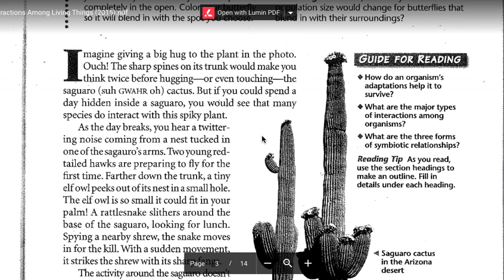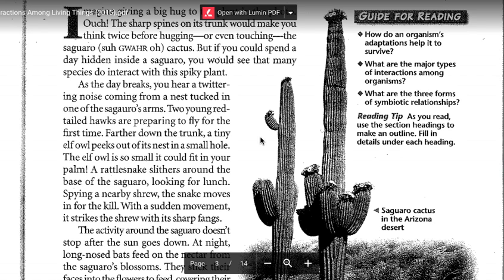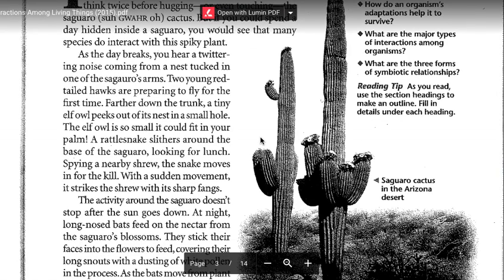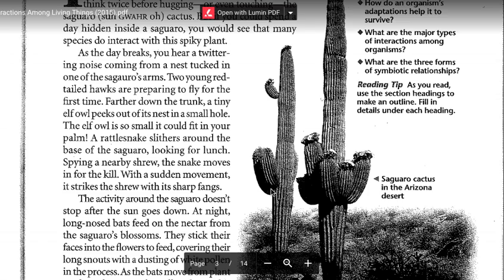Okay. But if you could spend a day hidden inside a saguaro, you would see that many species do interact with this spiky plant. As the day breaks, you hear a twittering noise coming from a nest tucked in one of the saguaro's arms. Two young red-tailed hawks are preparing to fly for the first time. Farther down the trunk, a tiny elf owl peeks out of its nest in a small hole. The elf owl is so small it could fit in your palm. A rattlesnake slithers around the base of the saguaro, looking for lunch. Spying a nearby shrew, the snake moves in for the kill. With a sudden movement, it strikes the shrew with its sharp fangs.